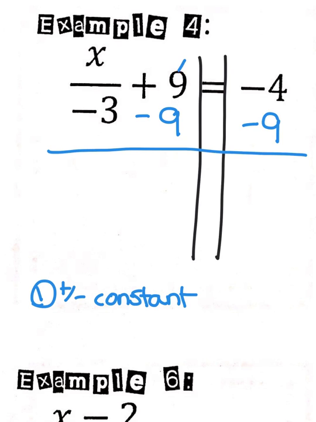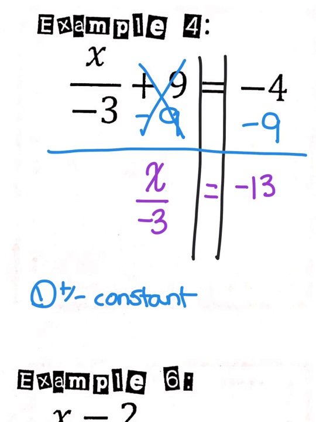On the left, my 9's cancel out. I'm going to bring down my x over -3. Bring down my equal sign. -4 minus 9. Same signs, add them up. So it's going to be a -13. My step 2 is to multiply. Yup, multiply.